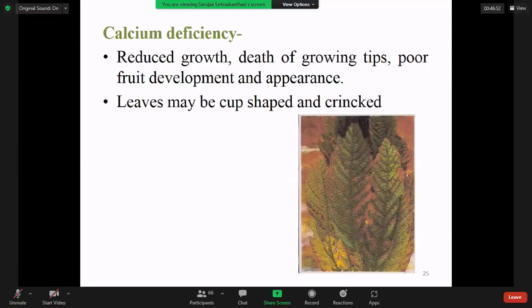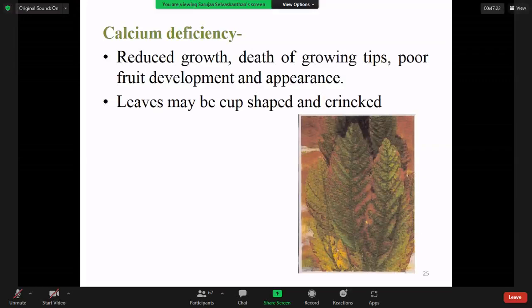Yeah, from here I will tell additionally, you have to notice the functions in the discussion. Okay, calcium is the main component of the cell wall, and improves membrane stability and maintains chromosome structure. At the same time, it's an activator of enzymes, and it maintains the functions of the plant cell.